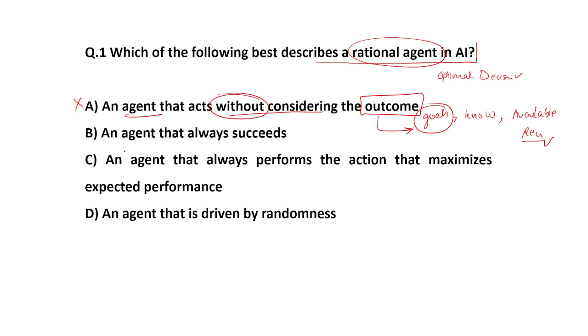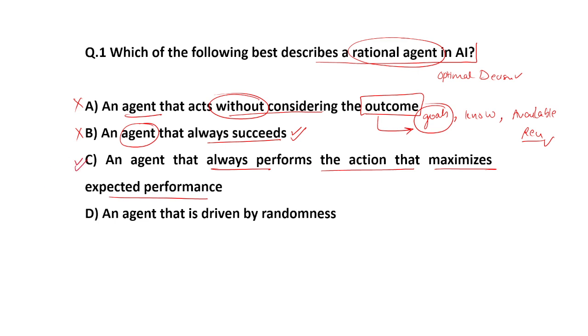Second option says an agent that always succeeds. No, any agent in computer science, any agent in artificial intelligence can never always succeed, there can be failure also. Another option is an agent that always performs the action that maximizes expected performance. So, this is your correct answer.